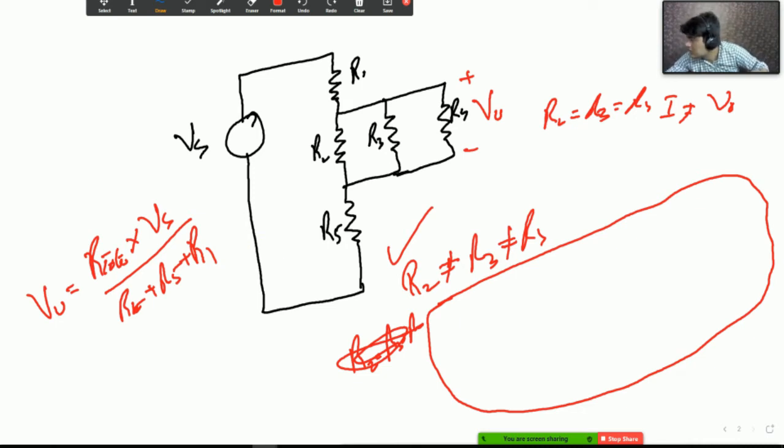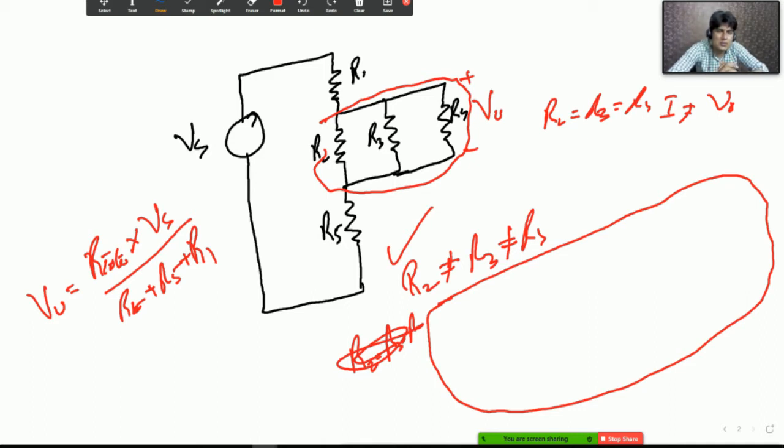Got it? No, this is the same formula. Actually, we want to find the potential across this branch. You just assume this as one box. Okay, this is one box. So for that one box, if you want to find the voltage across it, what will you do? You will find the total resistor of this box, and find the voltage across that box.